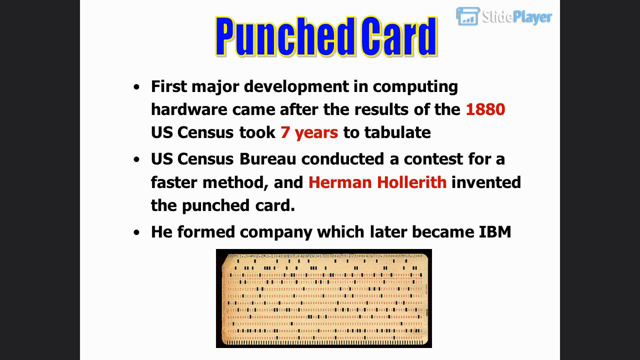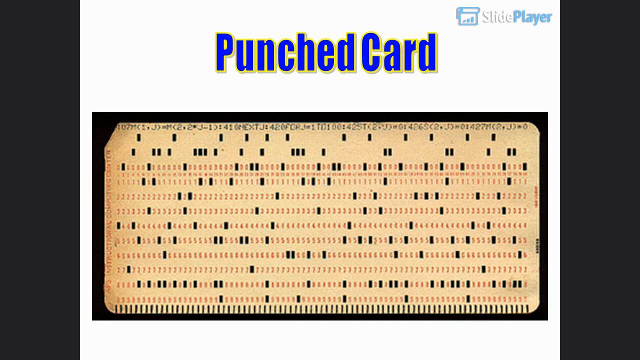Punched card. First major development in computing hardware came after the results of the 1880 U.S. Census took 7 years to tabulate. The U.S. Census Bureau conducted a contest for a faster method, and Herman Hollerith invented the punched card. He formed a company which later became IBM.